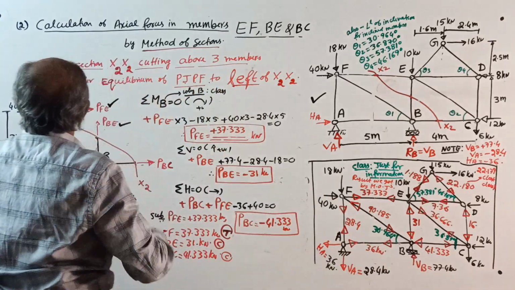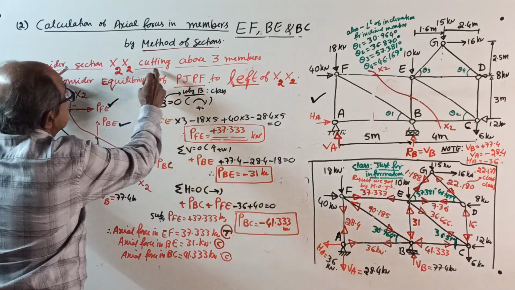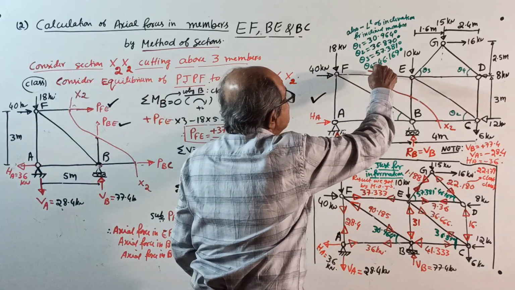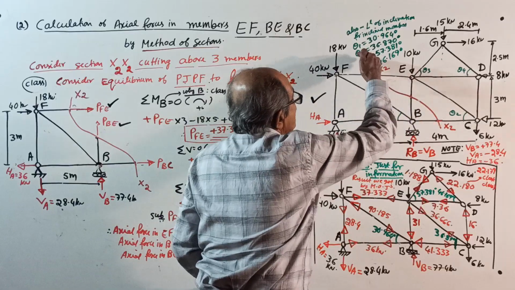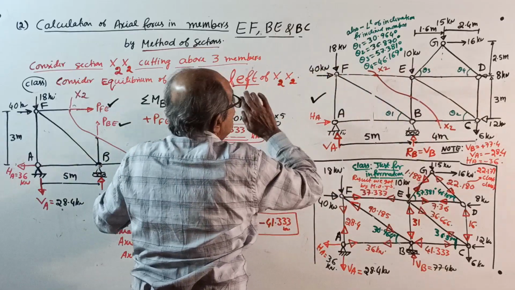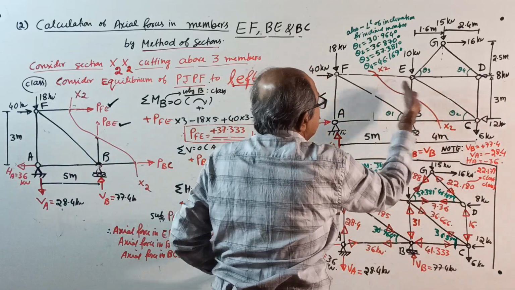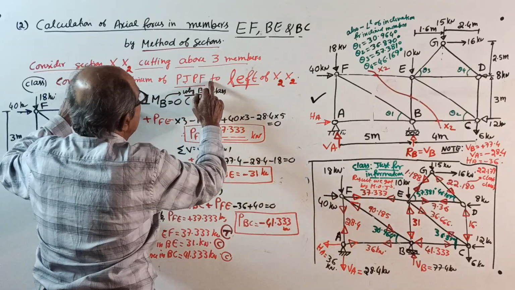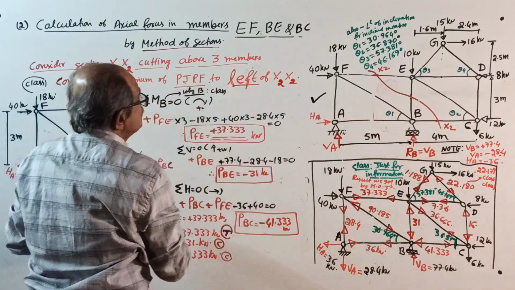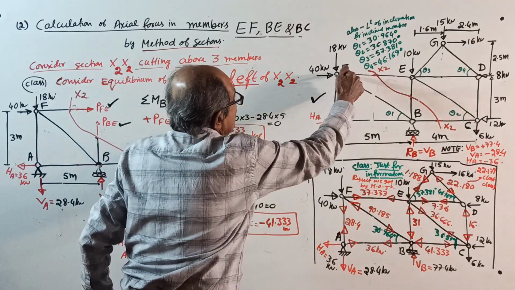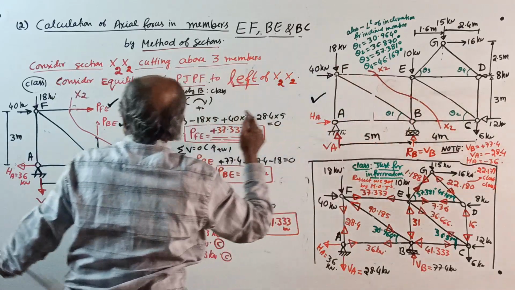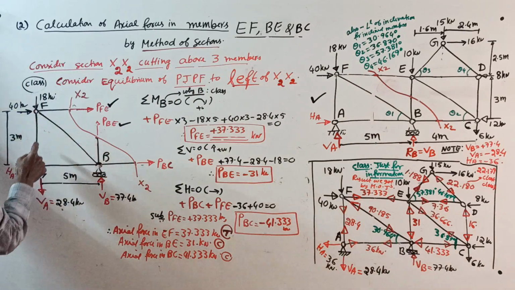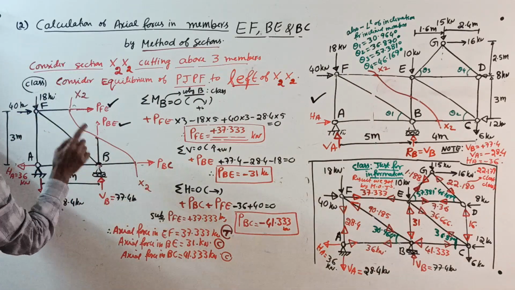Okay, now consider section X2, X2, cutting these three members. This one, and this one. Okay, this way cut. Which side is better? I think still left side is better. Consider equilibrium of the pin-jointed plane frame to left of X2, X2. Then F, A and B are intact.